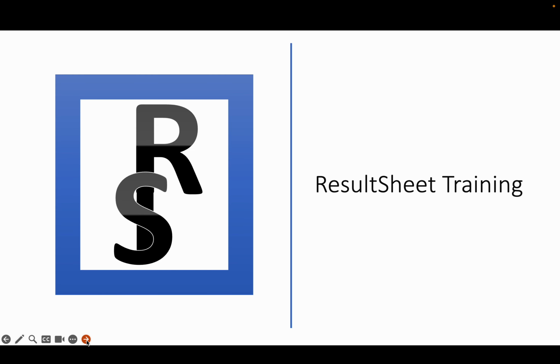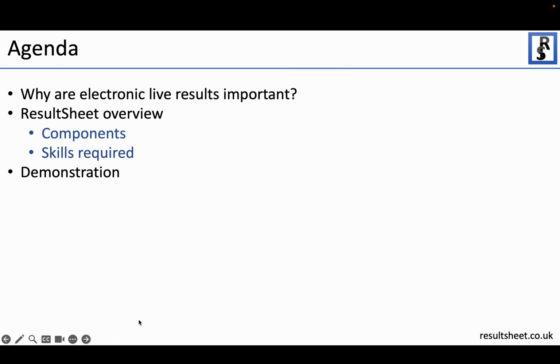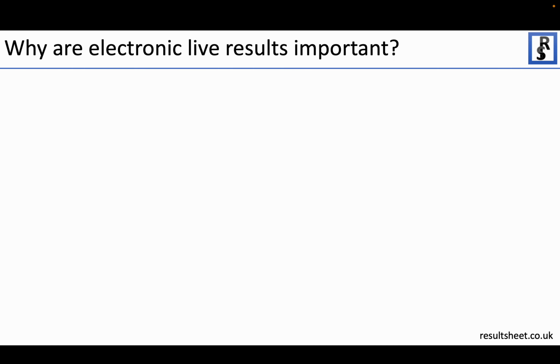This format today is really to give you an overview of result sheet and how it all hangs together, and then to give a demonstration of how to manage events, as well as taking a look at the new event series and club page functionality. So the agenda for today is, firstly, we'll take a look at why live results are important, and then we'll give you the overview of result sheet and then move on to the demonstration.